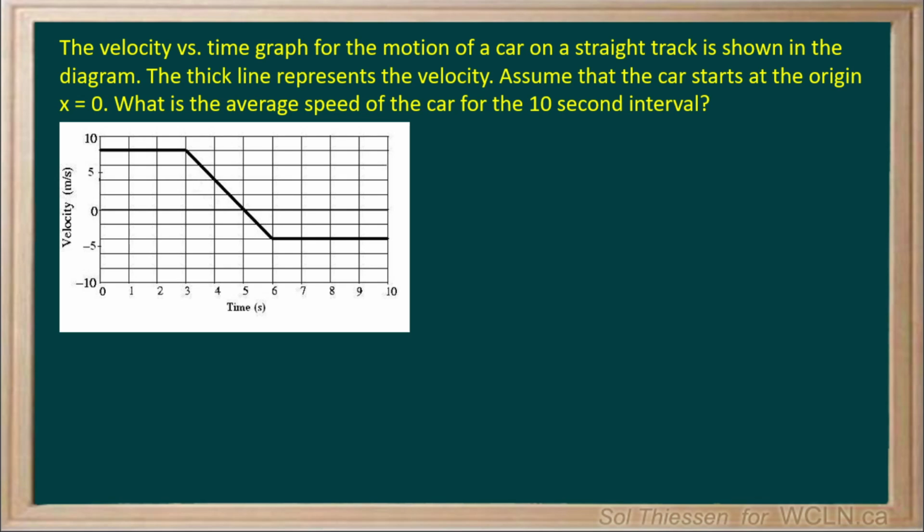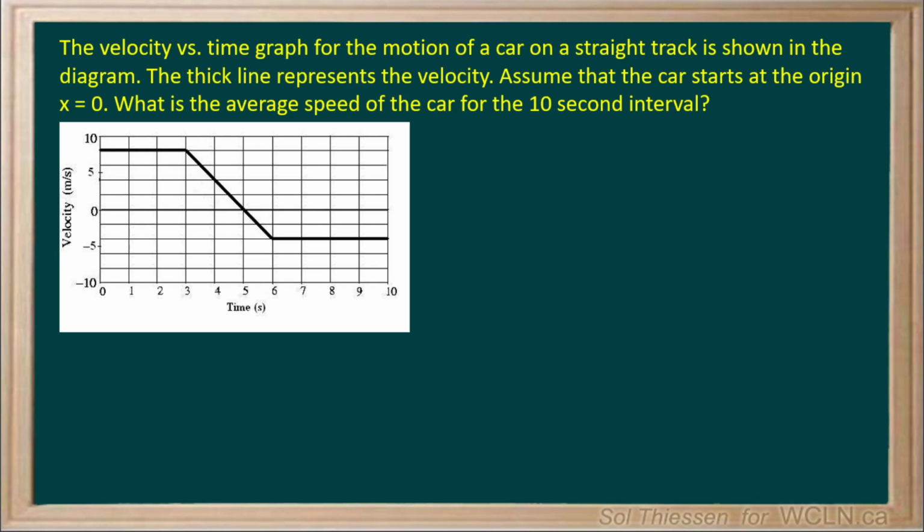The velocity versus time graph for the motion of a car on a straight track is shown in the diagram. The thick line represents the velocity. Assume that the car starts at the origin x equals 0. What is the average speed of the car for the 10-second interval?